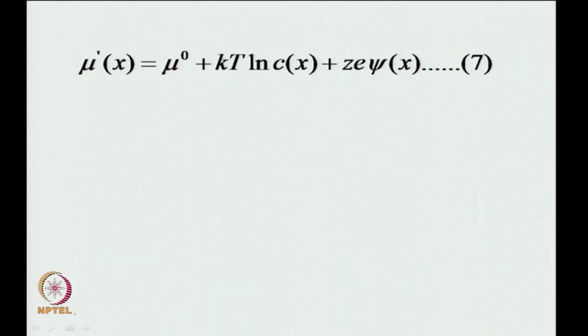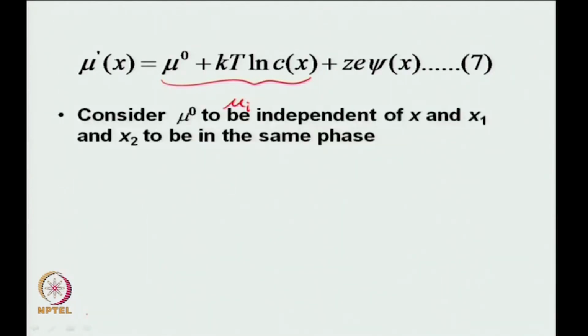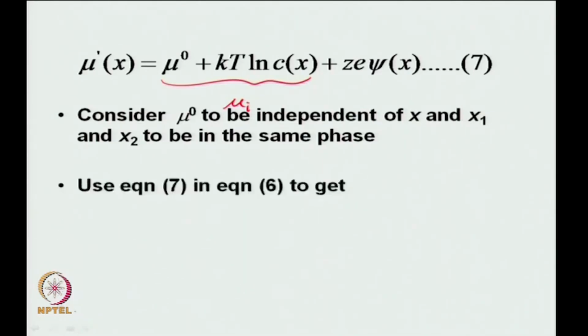Mu prime, the electrochemical potential, can be expanded like this. So, this was your initial mu I, which is the chemical potential, because that only depended upon the concentration gradient, right. The next one is a charge gradient, right. So, that is why you have expanded mu I in terms of the mu naught and the kT times ln C, that is how the chemical potential is defined. And if that is what you do, then you consider mu naught to be independent of x. It is a constant, it does not depend upon x, no matter where you go, it is always constant. x1 and x2 are in the same phase of matter.